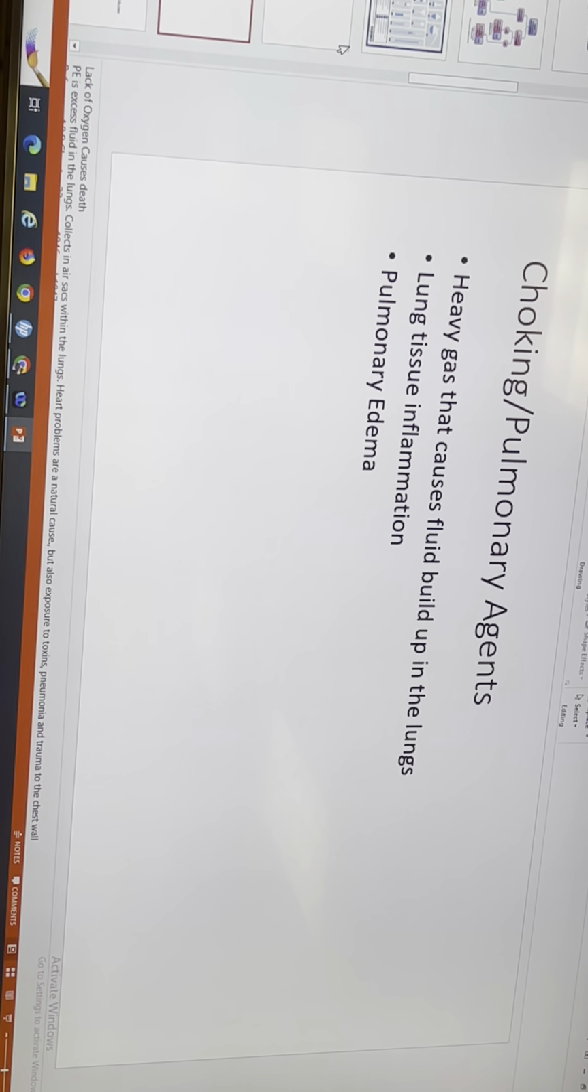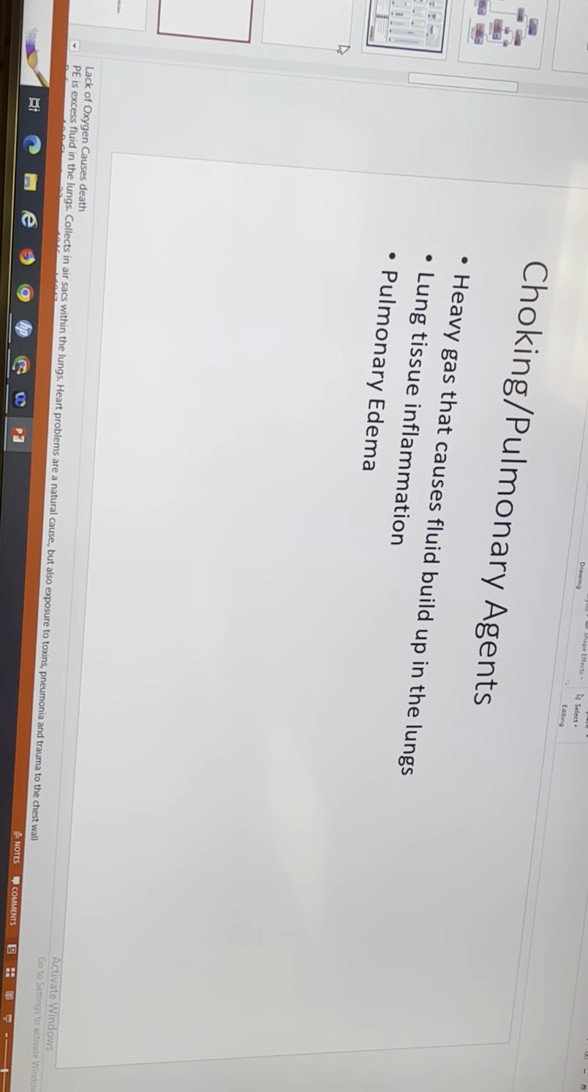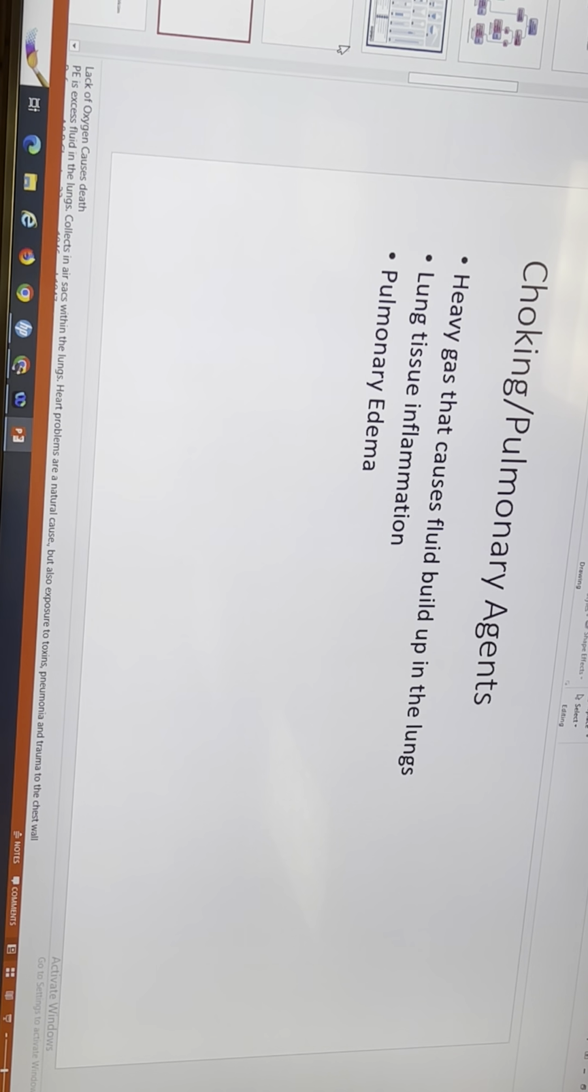Choking or pulmonary agents. What does pulmonary mean? Lungs, exactly. So if it's a pulmonary agent, what's it going to attack? The lungs. It's going to make your day very, very bad. These are mostly heavy gases that cause fluid to build up in the lungs. They cause inflammation in your lung tissue, which is basically aggravation that can lead to damage, and they can also cause pulmonary edema.